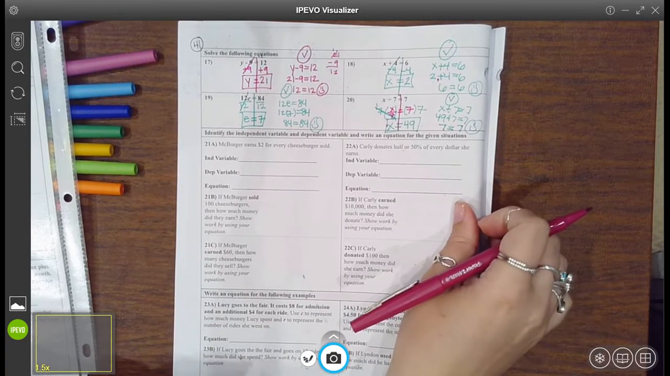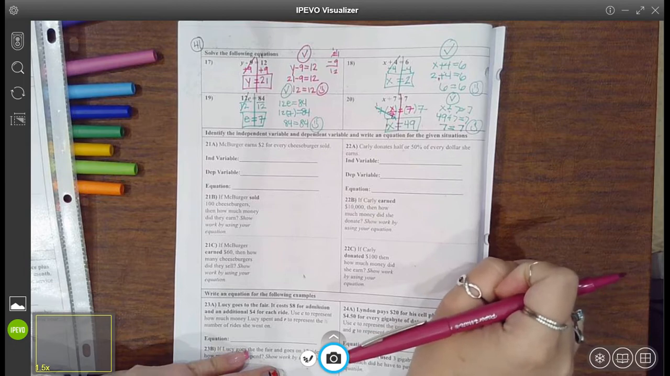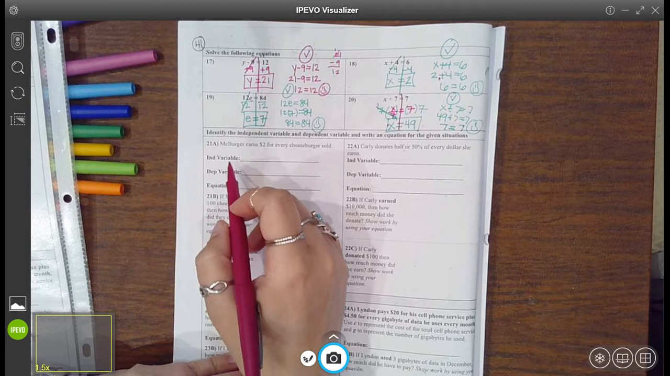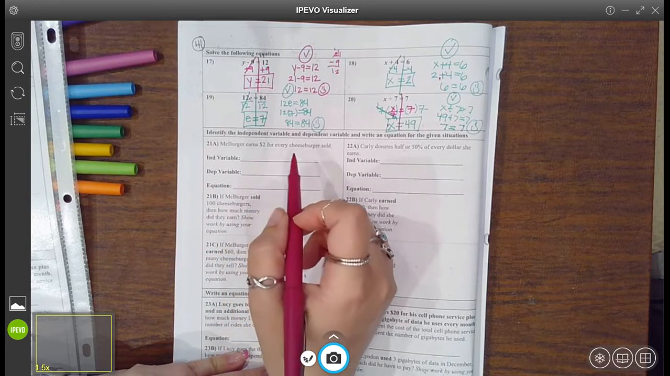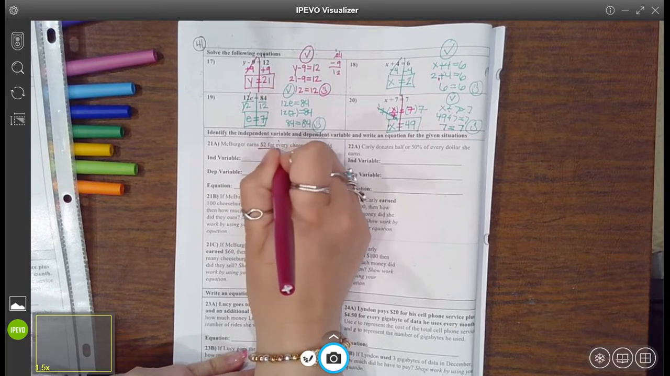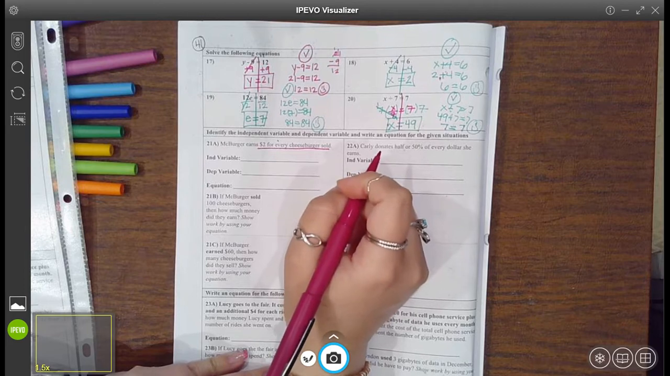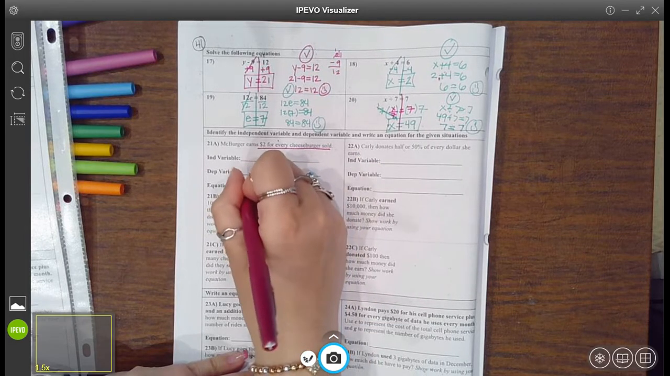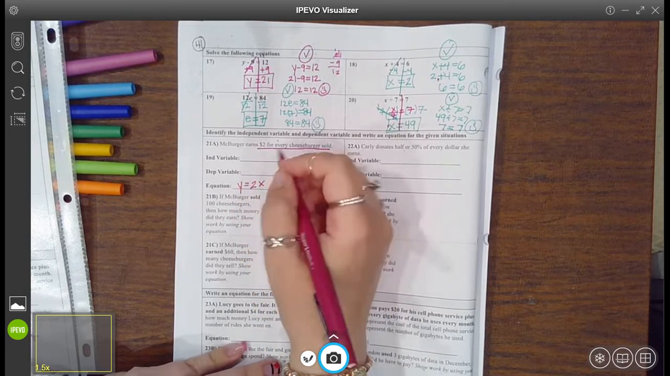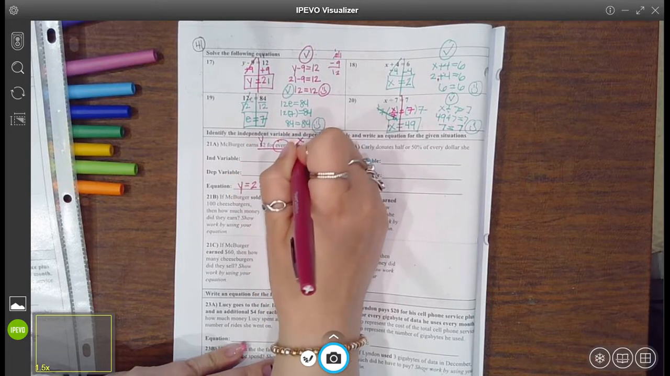Okay, now we want to identify the independent and dependent variables and write an equation for the given situations. So 21 says McBurger earns $2 for every cheeseburger sold. Whenever you see the word per, each, or every, that's usually your rate that gets multiplied with your x. So y equals 2 times x. And then your every kind of separates y per x.